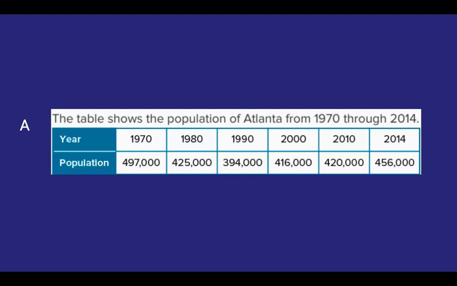Let's go back to these examples I showed at the beginning. The table shows the population of Atlanta from 1970 through 2014. The purpose of writing a function to model data would be to make predictions. Based on the data, is there a pattern that maybe would let us predict what the population of Atlanta is going to be in 2030? So what we're going to do is, given a table, we're going to maybe see first, is it linear?